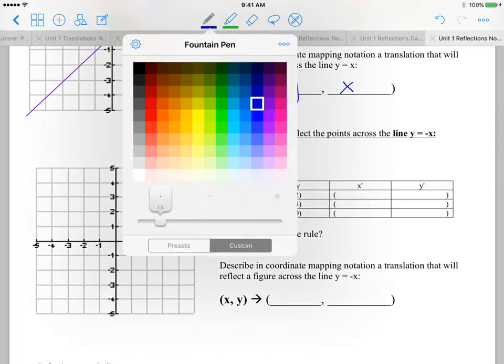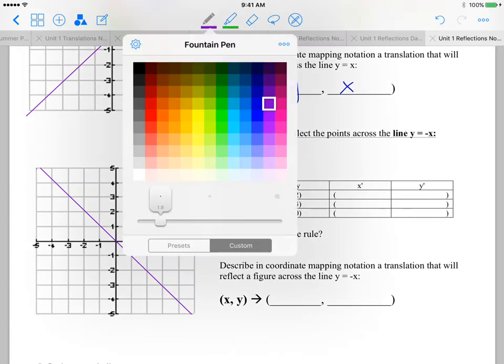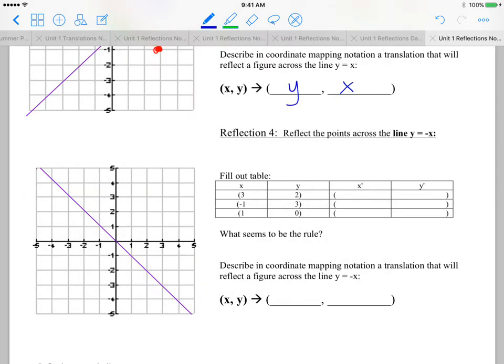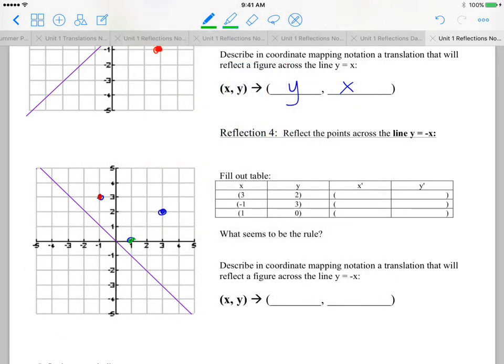Okay, let's look at reflecting across the line y equals -x. Positive slope goes up, negative slope goes down. All right, there it is. That's the line we're going to reflect across now. So, handy points: 3, 2, negative 1, 3, and 1, 0. I did not do different colors. My bad, guys. I'll fix that. Red dot, stay consistent. Green dot, thanks for coming.